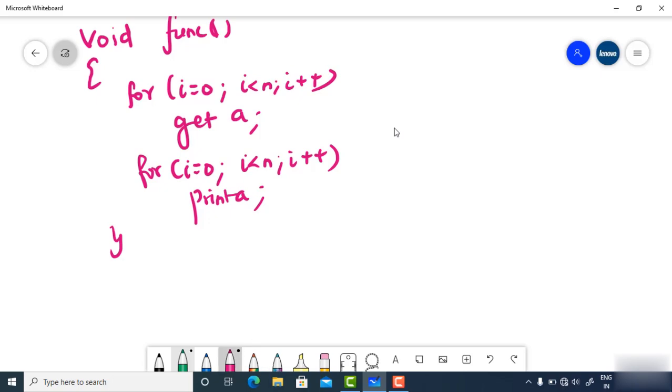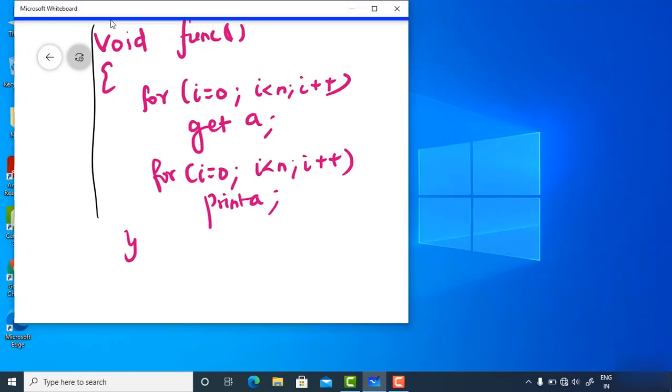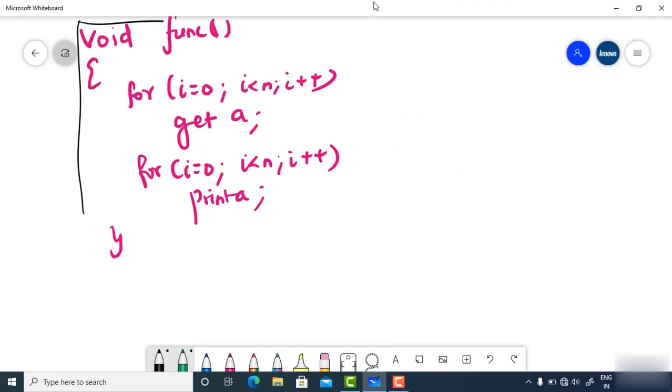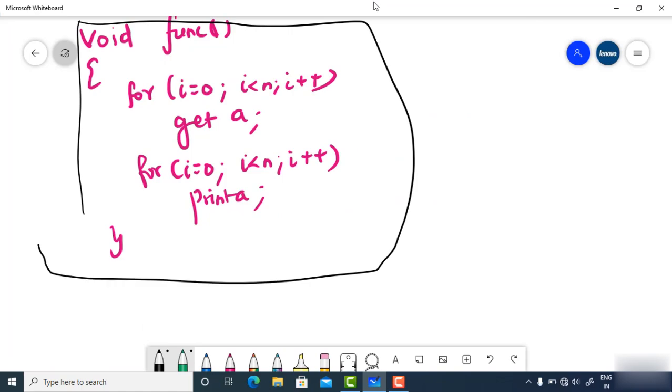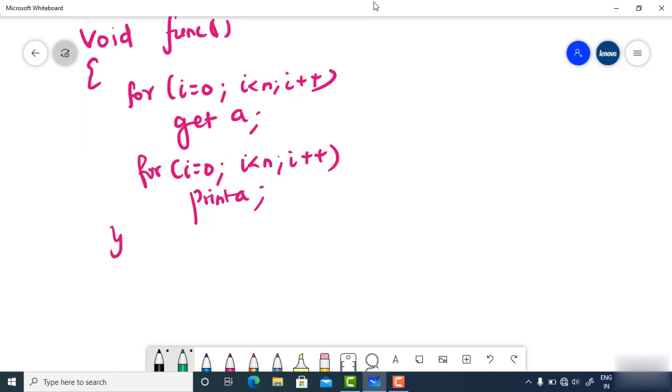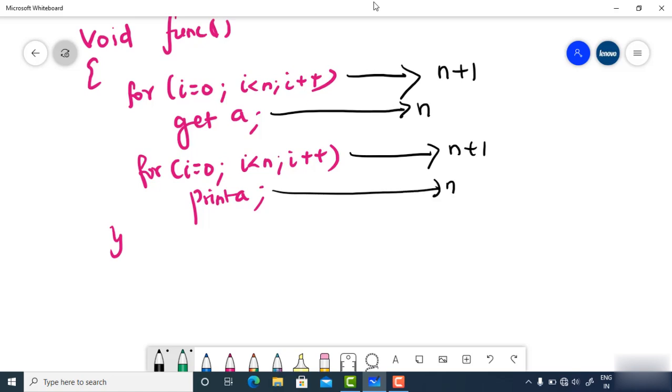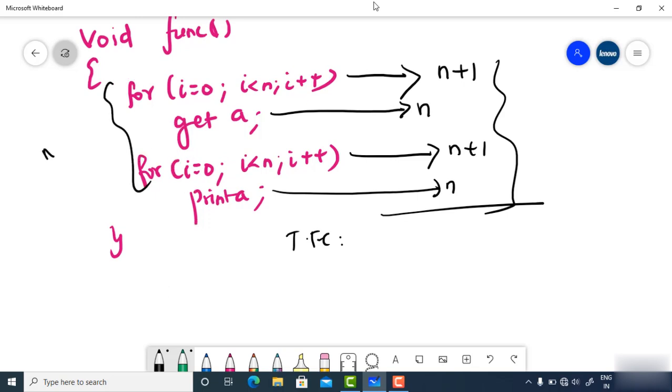So in this case, what is the time complexity of this algorithm? If somebody asks you, then you have to tell the time complexity. This statement will take n plus 1 times. You know that, right? So n minus 0 plus 1, n plus 1 times. Everything inside that loop will take n times. This loop will take again n plus 1 times. Everything inside the loop will take n times. What is the total frequency count? You just have to add all these, right? Understand, these two are separate for loops. They are not nested.